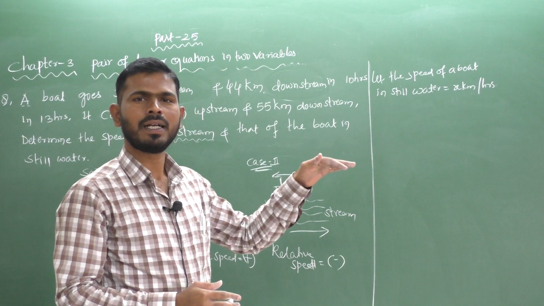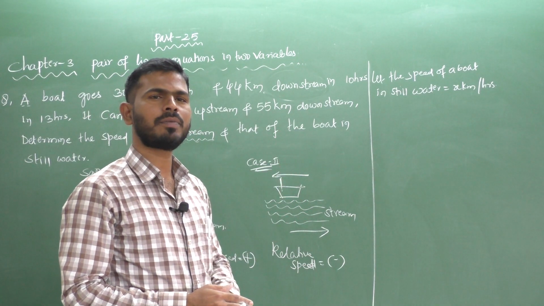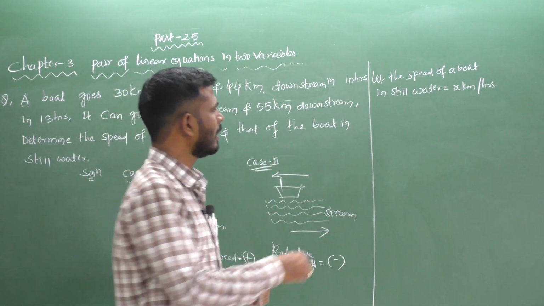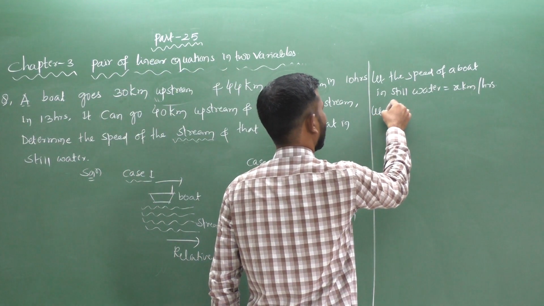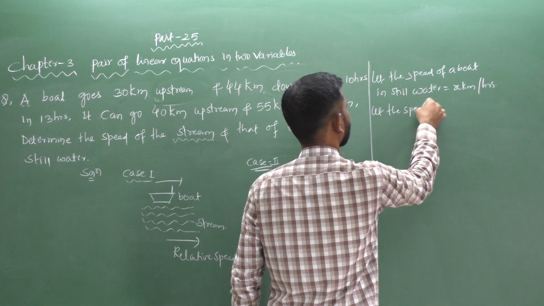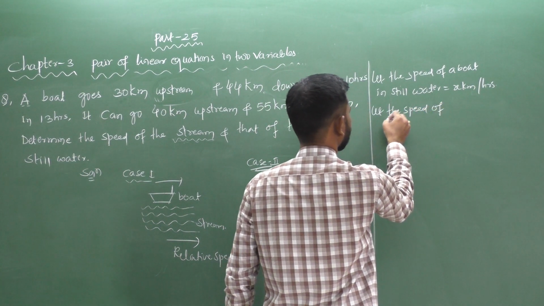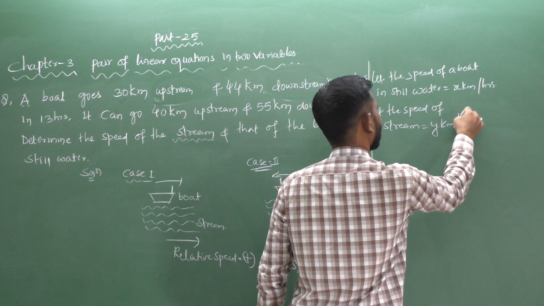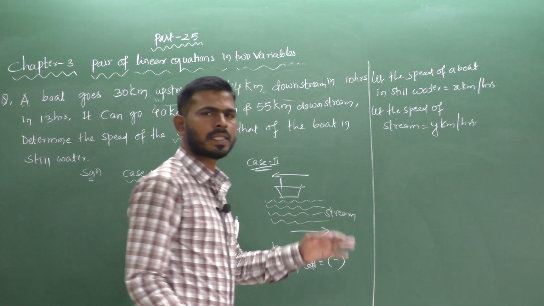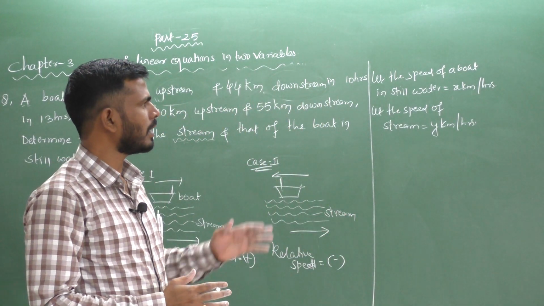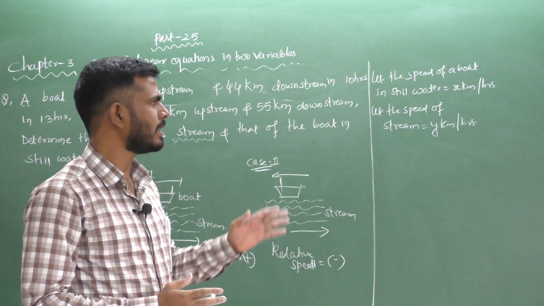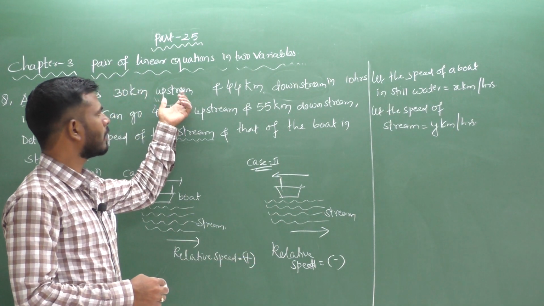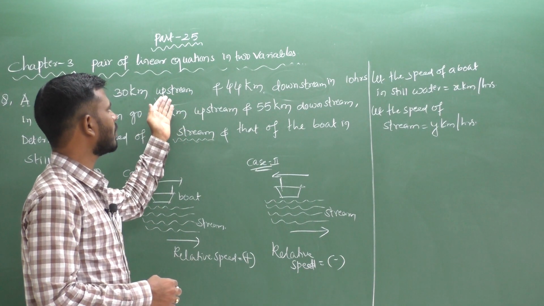So you can consider the speed of the boat in still water as x kilometer per hour. Next, let the speed of the stream equal y kilometer per hour. The speed of the stream is y kilometer per hour and the speed of the boat in still water is x kilometer per hour. First we will discuss upstream and downstream.